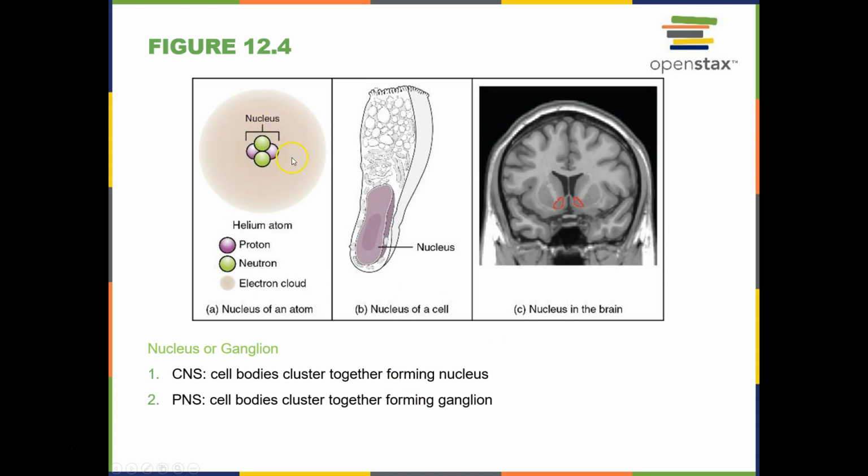So just to remind you, there are lots of ways that we use the term nucleus. The nucleus can mean the region of the cell that contains DNA. The nucleus can be the region of the atom that contains the protons and neutrons. And then a nucleus in the brain is a cluster of cell bodies that have a single major function.